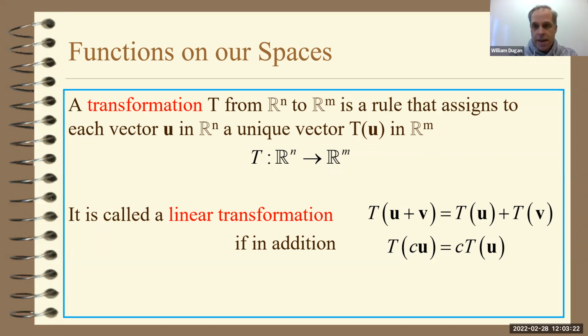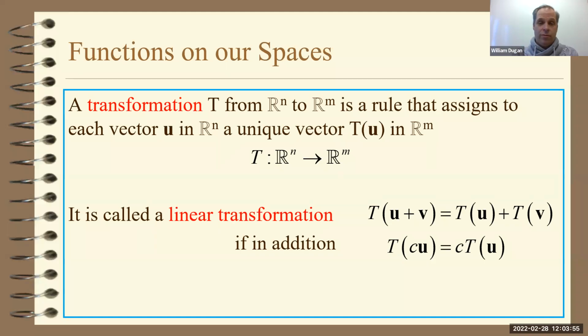When you say transformation, you're just talking about a function. It's just a function that goes from, in this case, one space into another. For us, the spaces are Rn spaces. So a transformation is a mapping that assigns to every vector u in Rn a unique vector, T of u, in this case in Rm. We'll use the notation T goes from Rn to Rm in order to define the name of the function T and to define the beginning space and the target space.